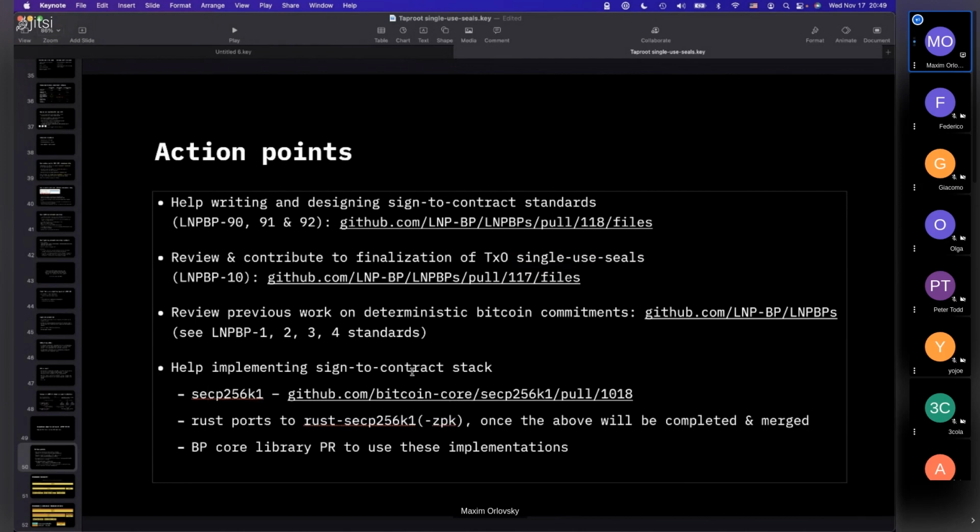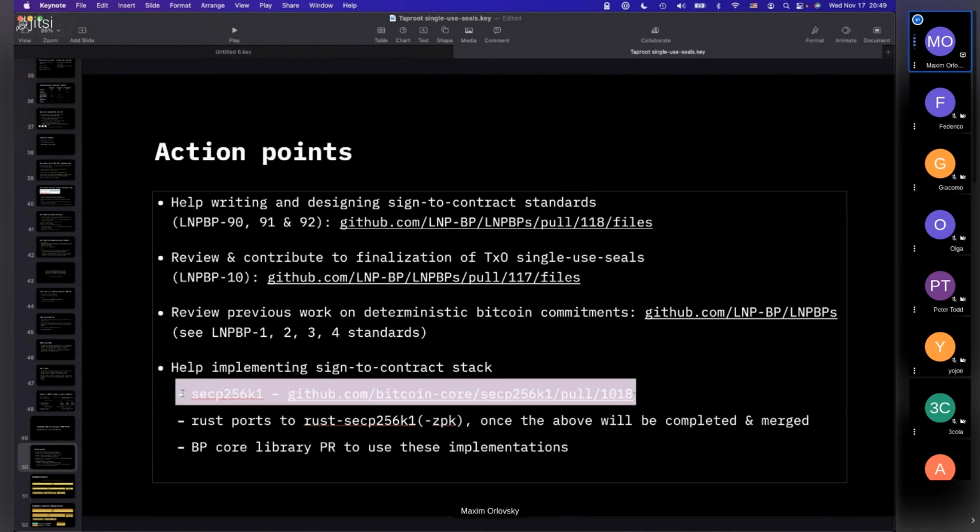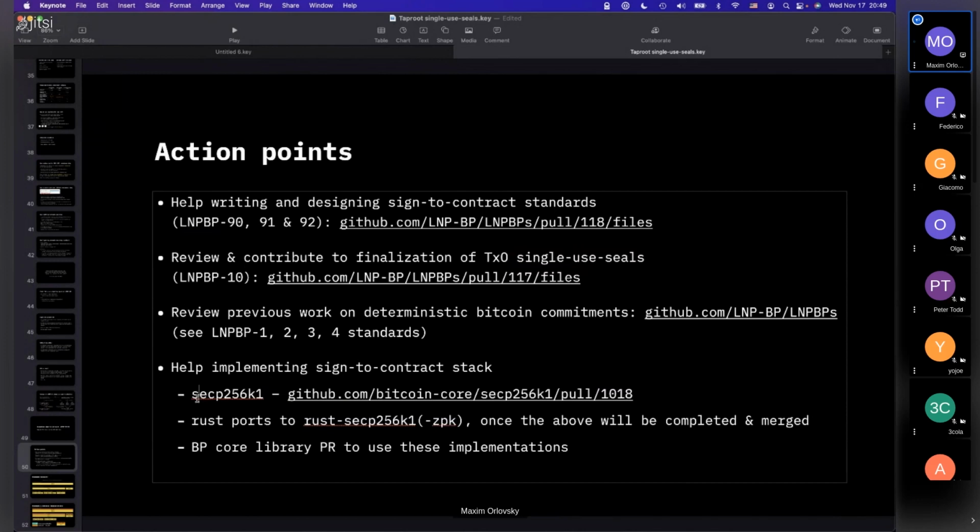Fortunately, Jonas Nick from Blockstream already had a previous attempt at implementing it. And I'm trying to rebase his attempt on top of master, which now contains the final version of Schnorr signatures. So this is the pull request of that attempt. After that, we will need to port this into the Rust secp library, and finally to use that in the single-use-seal implementation that we have for the Bitcoin protocol.